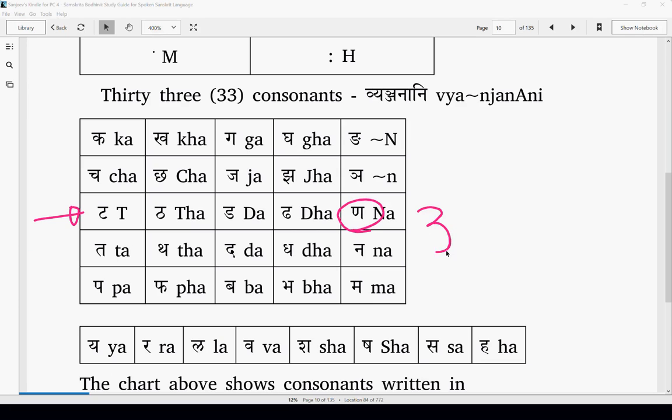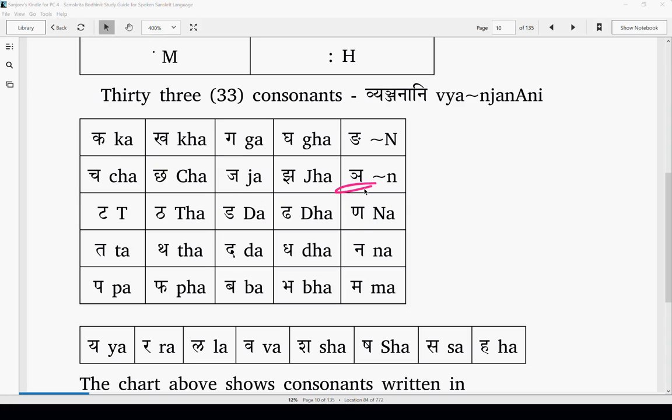For example, anda. Anda means egg. The letter following is in the third line. So here also anuswara is not there, we are pronouncing it as na. This na is a nasal plus it is cerebral, or retroflex. It is not pure nasal. Anda.